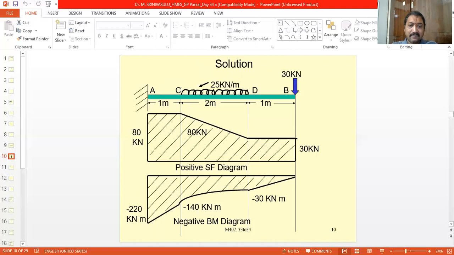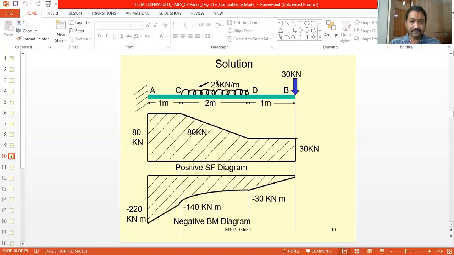If we take the section here, to the right of the section we got two forces, and they produce the moment. First of all, we consider the 30 kN force. The 30 kN force is acting at a distance from point C to point B, which is 2 meters plus 1 meter, so total 3 meters. So 30 into 3 meters. This is also causing clockwise to the right of the section, so negative. So minus 30 into 3.